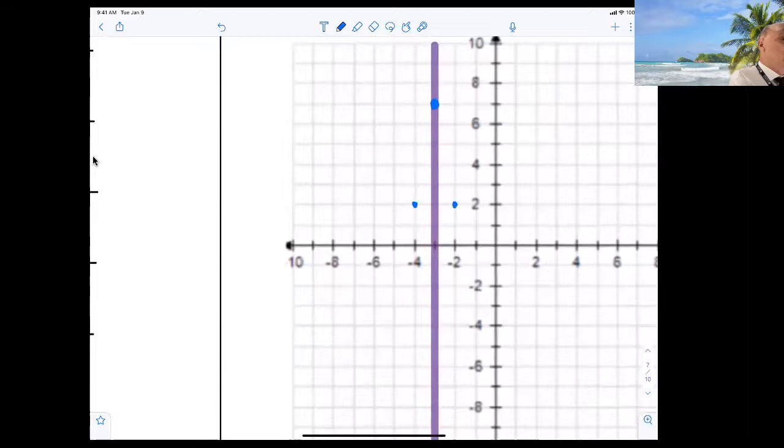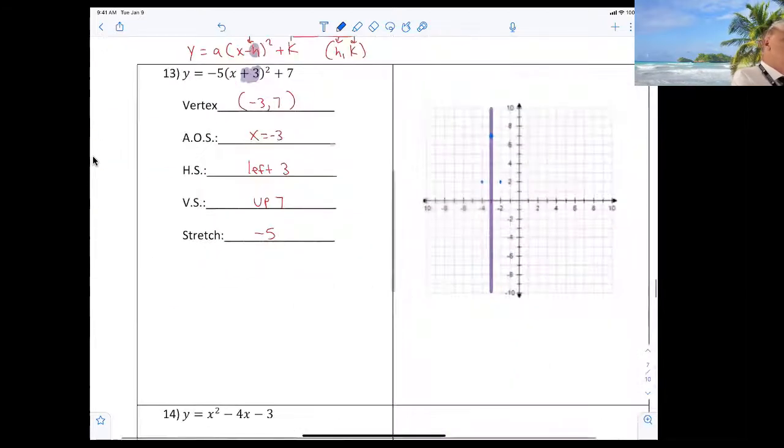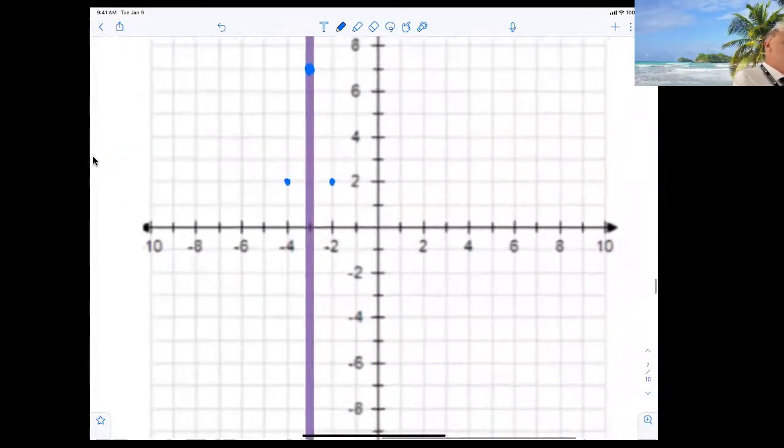Normally you go over 1 and up 1, remember? Because 1 squared is 1. How did I know it was -5? Because the stretch is -5. You with me? Now, if I wanted to, I could go to the right 2. Then I'd have to go down what? 20, right? What's 2 squared? Right? Is everybody with me? You'd be going down 20. Can I really go down 20? No. So then we just have these coordinates.